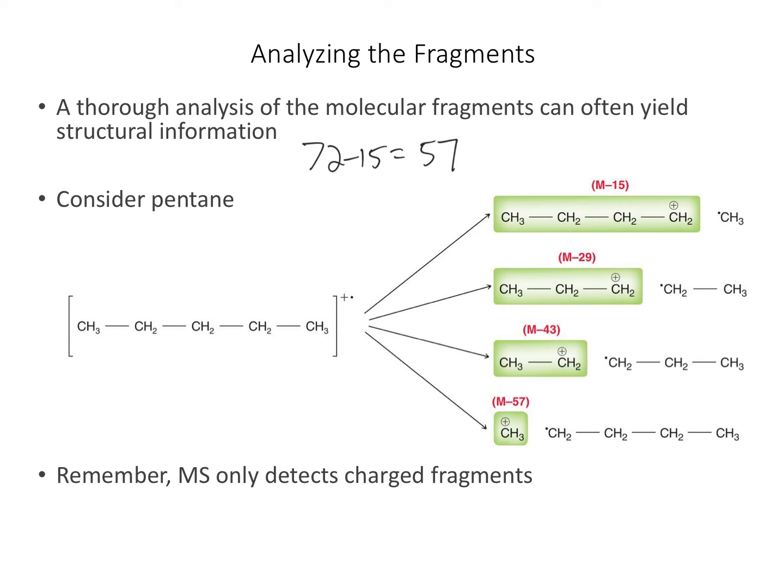By looking at the difference between the mass of the parent ion peak and the mass of our fragment, this difference can tell us what the likely fragments are. So if we see an M-15, that's probably due to the loss of a methyl, so that means there's a methyl group in our compound. Or if we see an M-29, that's likely due to the loss of an ethyl group, so there's a good chance that there's an ethyl group in our compound.